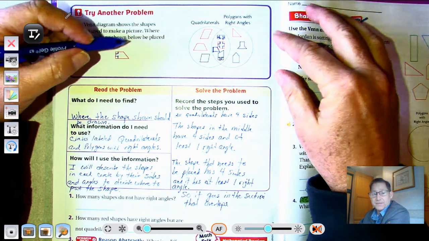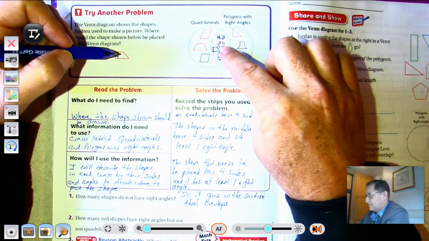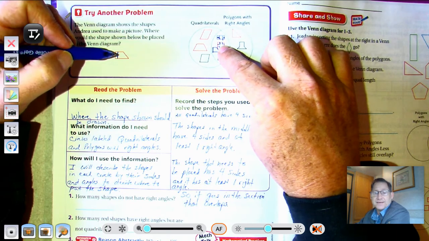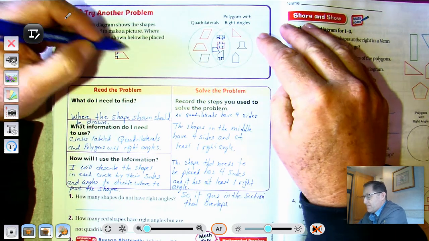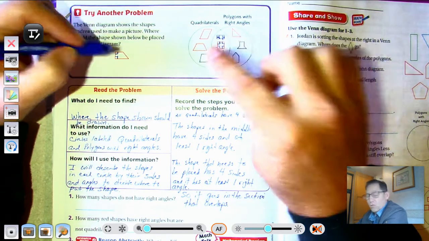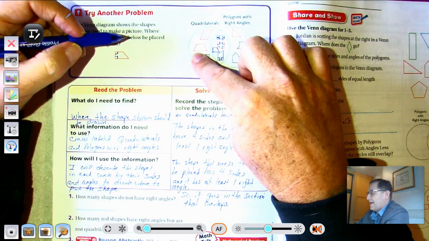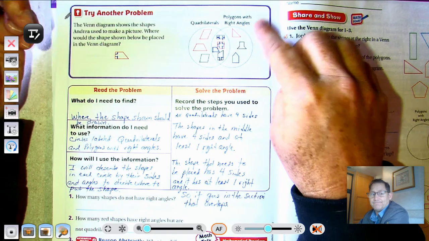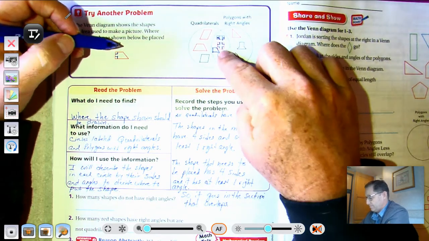Only in that side because it also has a right angle. So, I'm sorry, this shape here is both a quadrilateral and a polygon with a right angle. Okay? So that's why it goes in the middle.